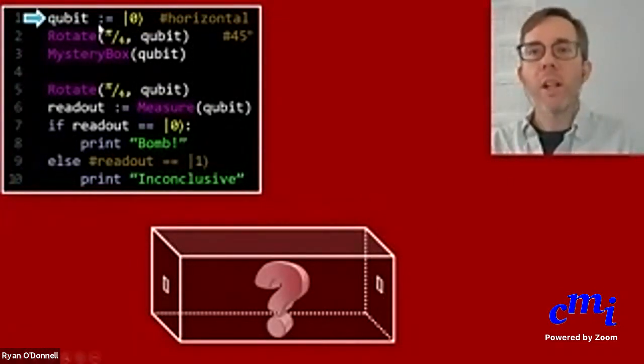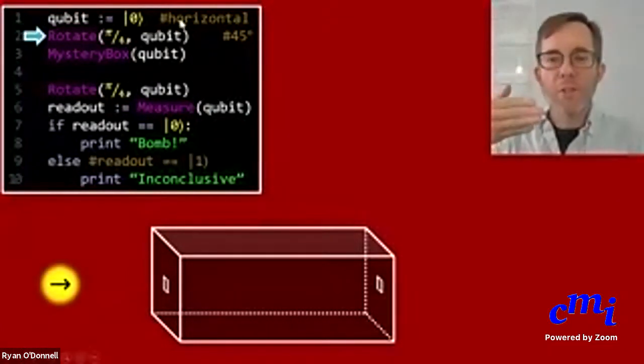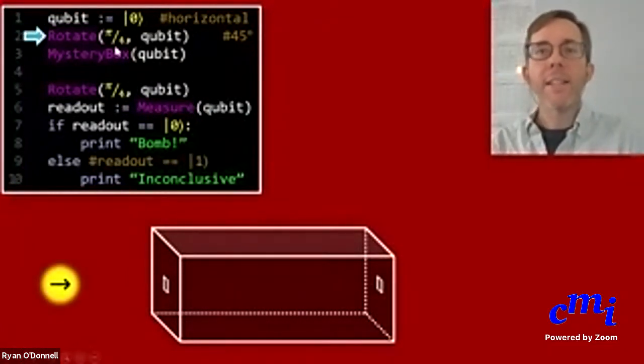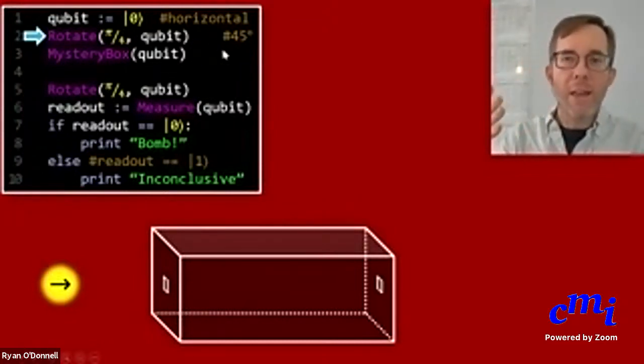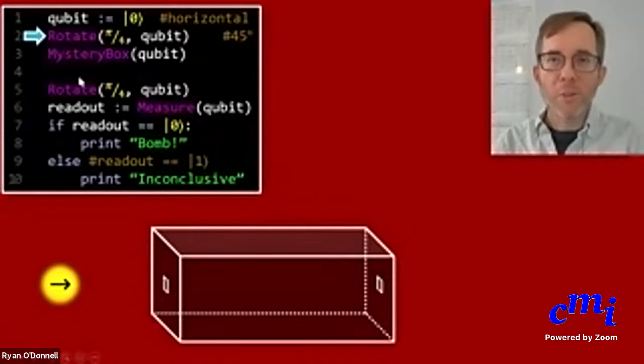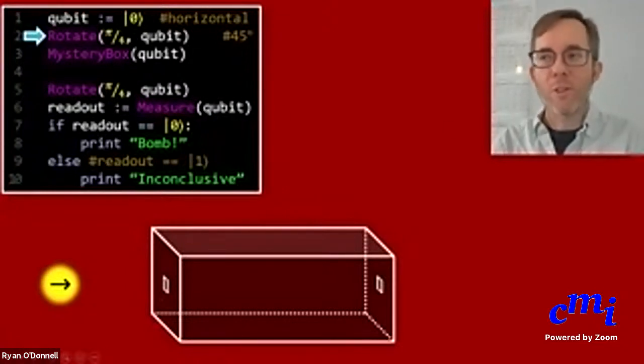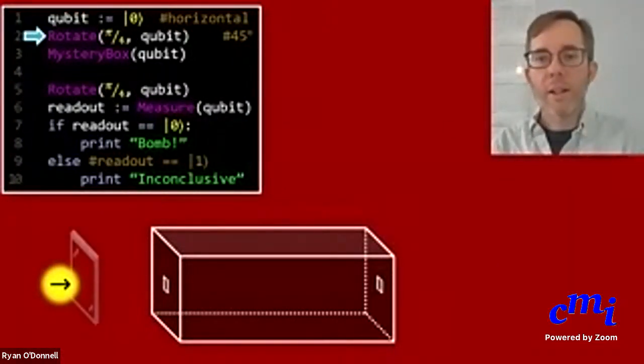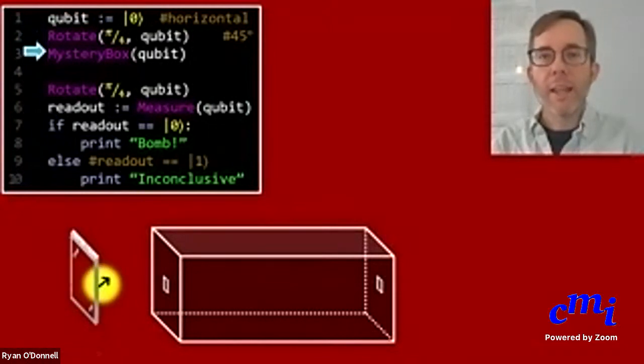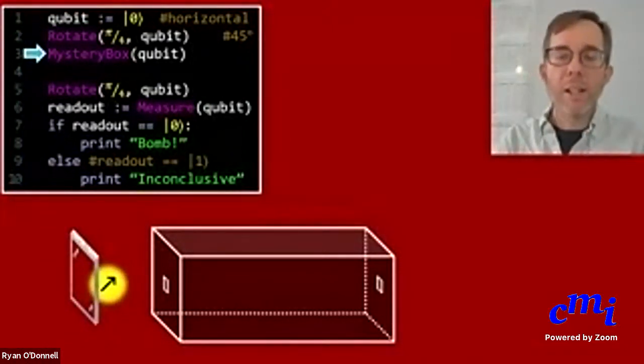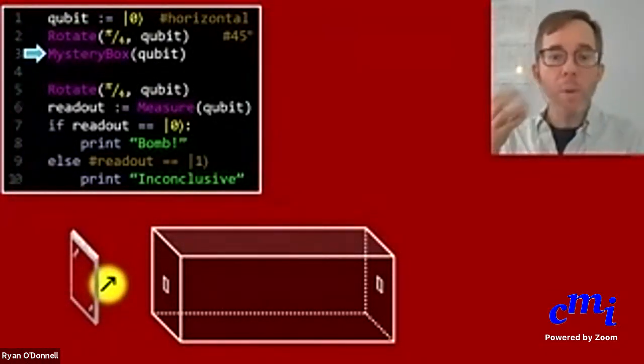So you see, the first thing we're going to do is initialize a qubit to 0, or get out a horizontally polarized photon. And then the next thing we're going to do is rotate it by 45 degrees. I was being all mathy, so I'm going to work in radians. So this pi over 4 radians is 45 degrees. So we get out our piece of quartz or whatever, and great. Now we have an equal superposition of 0 and 1, and then we put it into the box.